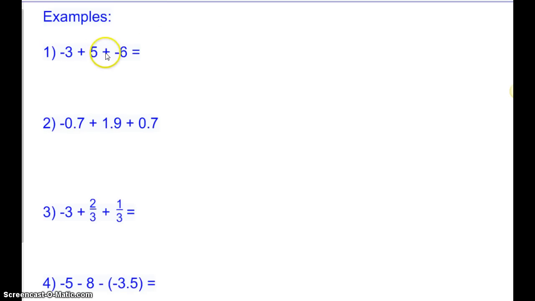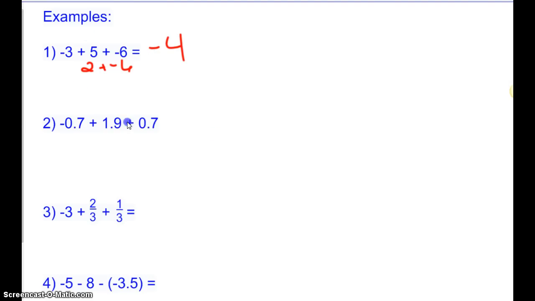Negative 3 plus 5 plus negative 6. I'm just going to walk through them right away. I would like you to write them down, and we'll go from there. So if you want to pause, great. If you just want to listen, great. So negative 3 and 5, who wins? The 5 wins by 2. And then I've got 2 plus negative 6. The negative 6 wins by 4.